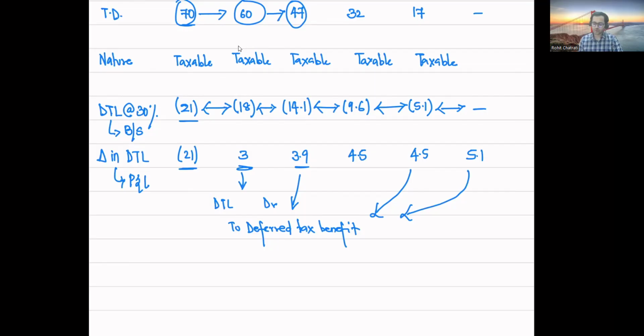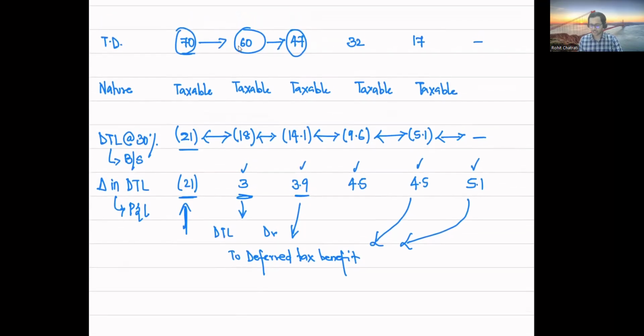So in this case, what happened is we recorded a deferred tax liability in year 1. It got reversed in stages. A portion of it got reversed in year 2, year 3, year 4, year 5, and year 6.